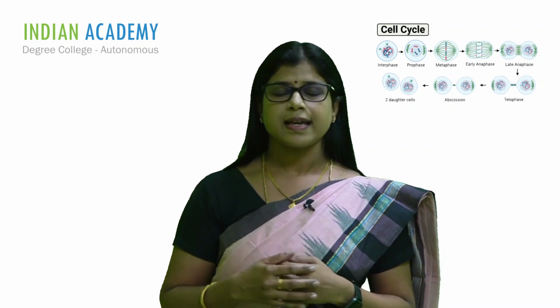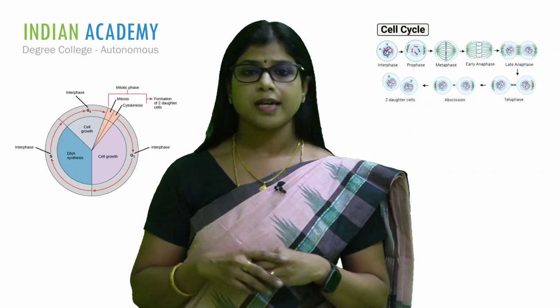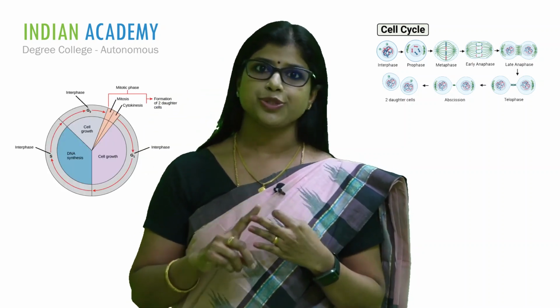The cell cycle consists of two major steps: the interphase, during which the cell prepares itself for the cell division, and the mitotic phase, during which the actual cell division takes place. The interphase itself consists of three stages: G1, S and G2 phase.